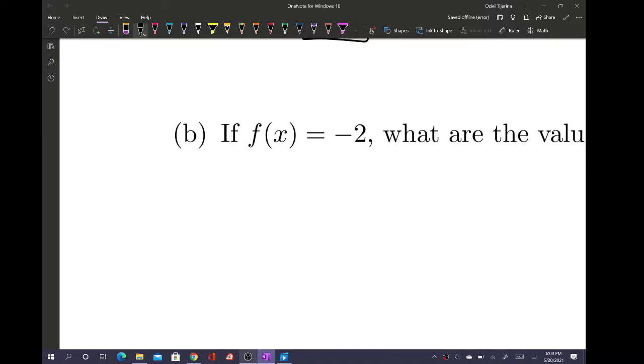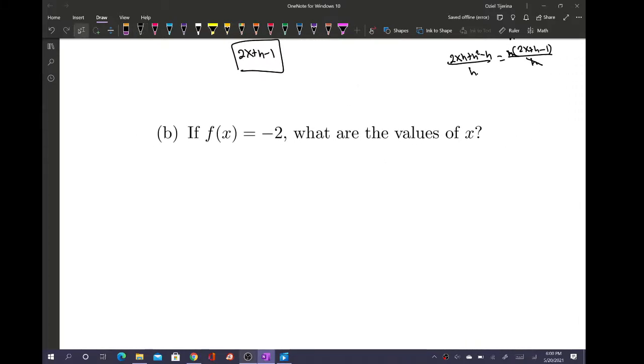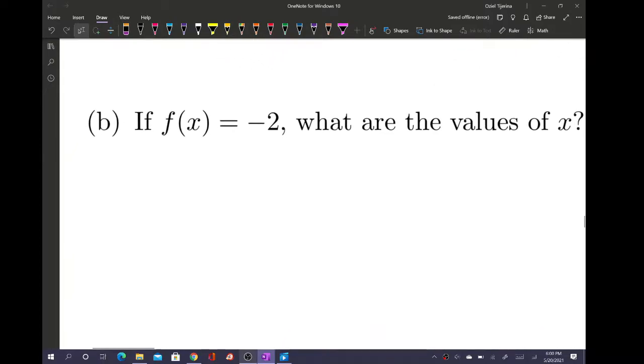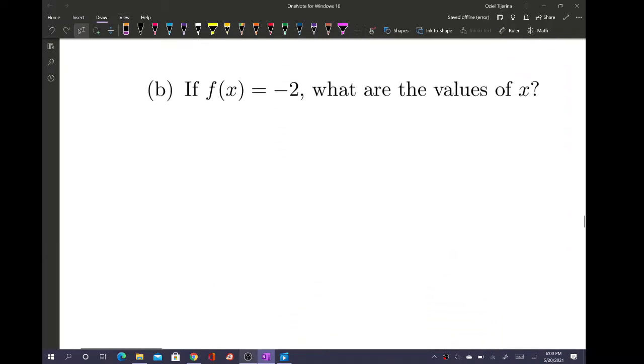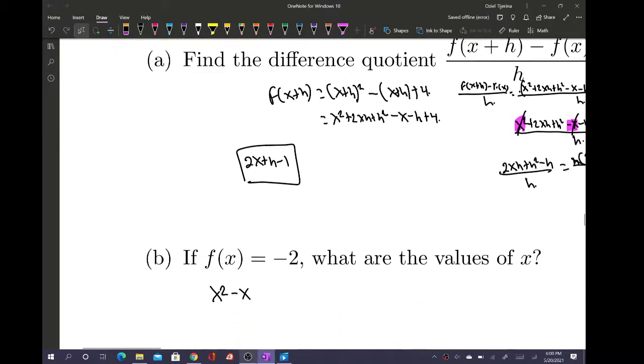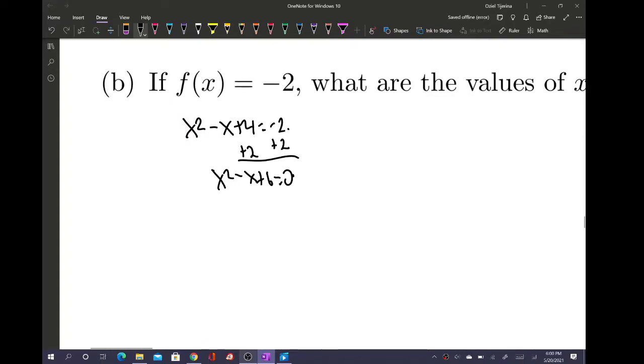You can also do it by completing the square, but that's going to be very difficult. The one that I really recommend that a lot of people do, unless they tell you to solve by factoring or to solve by completing the square, then that's fine. But one of the best ways to solve a quadratic is by the quadratic formula. Now, if I say x squared minus x plus 4 equals -2, I can go ahead and add 2 to both sides. I get x squared minus x plus 6 equals 0, and I can use the quadratic formula.